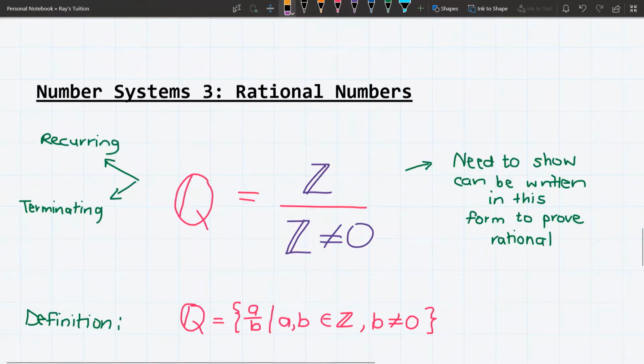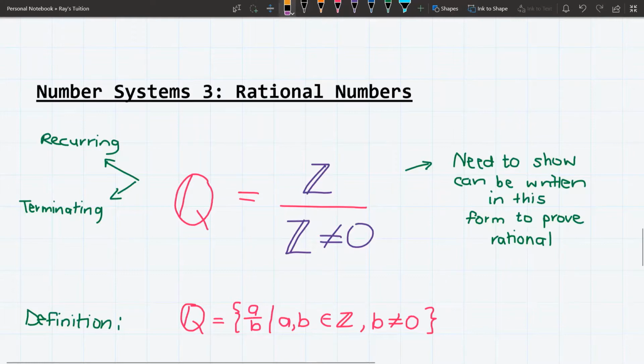In this video, we're having a look at rational numbers. Now, in the previous video, we've mentioned the different number systems that exist and their position in it all. And in this one, we are focusing on rational numbers. So what is a rational number?